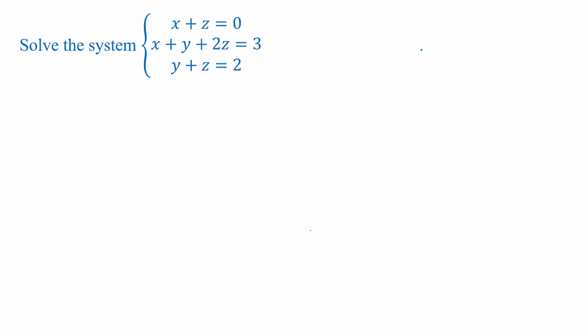Now let's solve the system x plus z equals 0, x plus y plus 2z equals 3, and y plus z equals 2, labeling the three equations 1, 2, and 3. And this time, let's eliminate x, which it looks like it's already missing from equation 3. So I'll make a note, eliminate x.